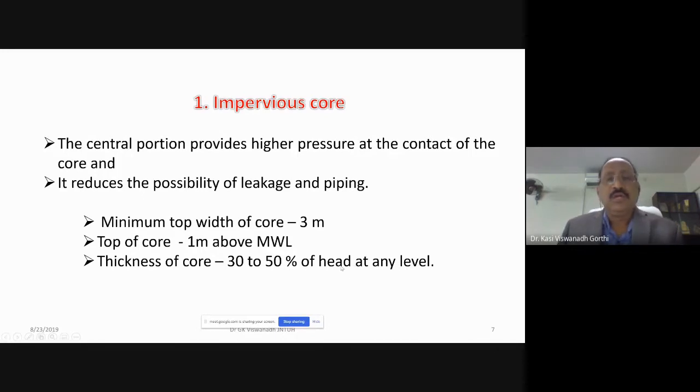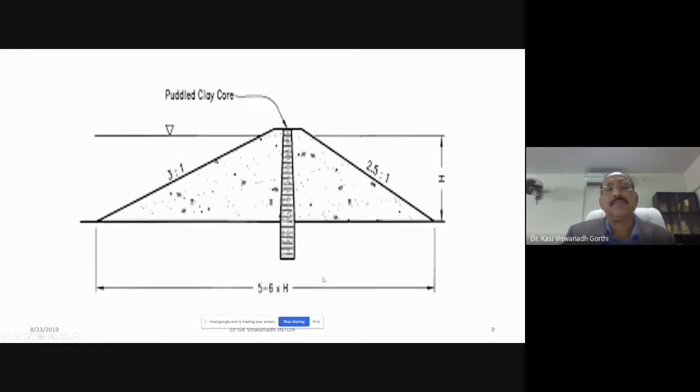Please try to look at this. When you are providing a central vertical core, it cannot be a simple vertical strip; the thickness would be varying from the top to the bottom of the dam. Why does it vary? Because you need to provide a thickness of about 30 to 50% of the head. The head will be varying once again, the height varying from top to the bottom.